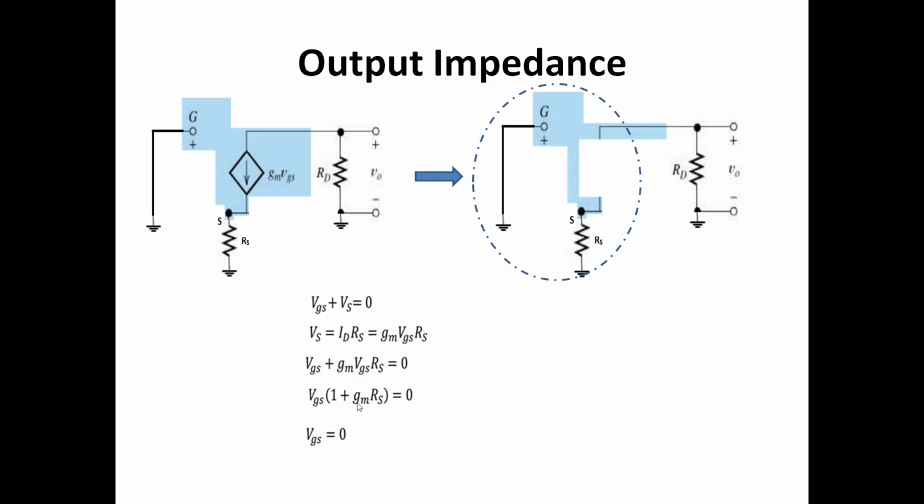So if VGS is 0, then no current will pass through this branch. That means this branch is open. So after getting that, we can make the circuit look like this. And now if we see from this terminal, only one RD is present across the output terminal. So the output resistance or impedance is Z0 equals capital RD. Okay, thank you.